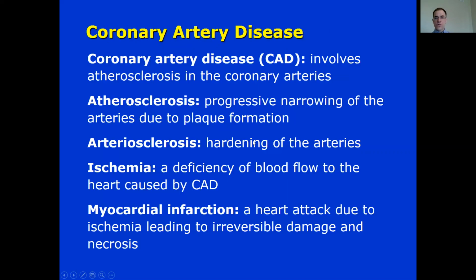Here are a few terms you should be familiar with. You have coronary artery disease. This involves atherosclerosis in the coronary arteries. It's a leading cause of death in the U.S. Again, we have atherosclerosis, the progressive narrowing of the arteries due to plaque formation. And this is really what this lesson is going to be talking about: how that develops, how eating that Big Mac actually is going to end up causing atherosclerosis.